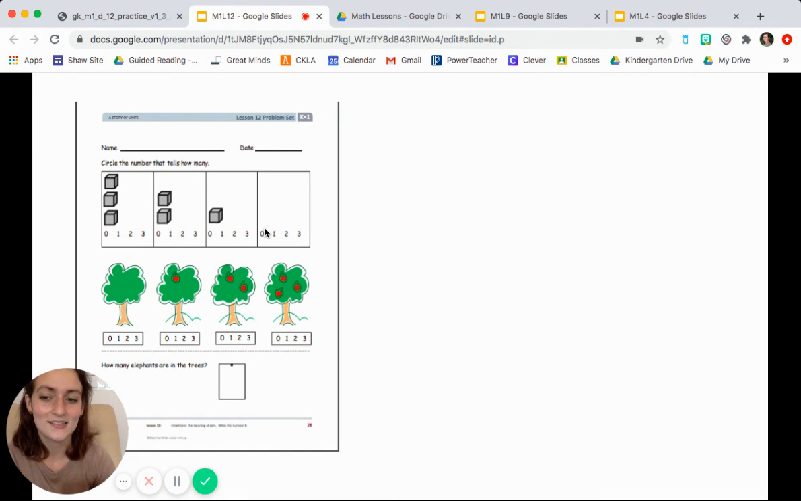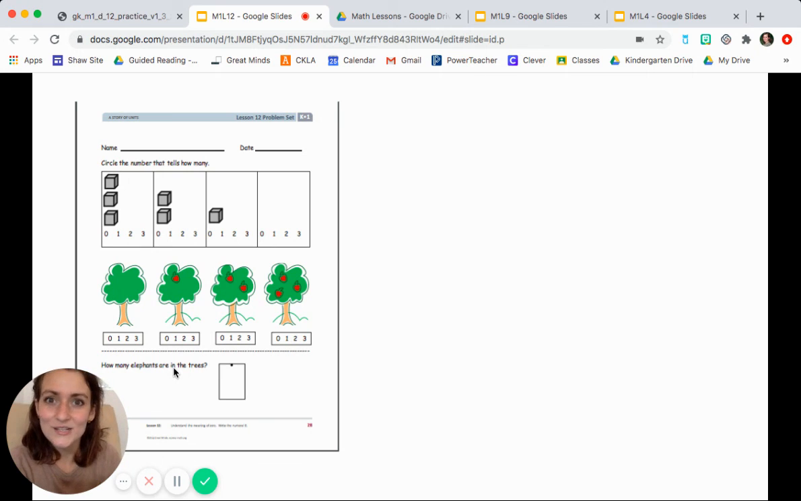We're going to do the same thing for the trees. How many apples are over here? 0. Go ahead and circle your 0. And you know there's 1 apple here, so you circle 1. There are 2 apples here, so we circle 2. And there are 3 apples here, so we circle 3. Amazing. Now it says, how many elephants are in the trees?